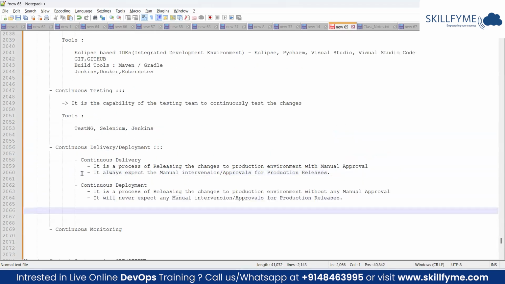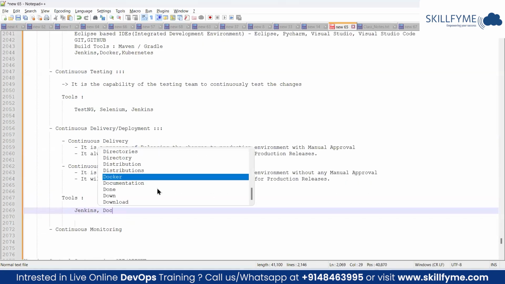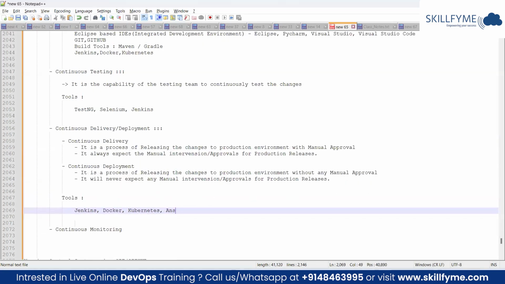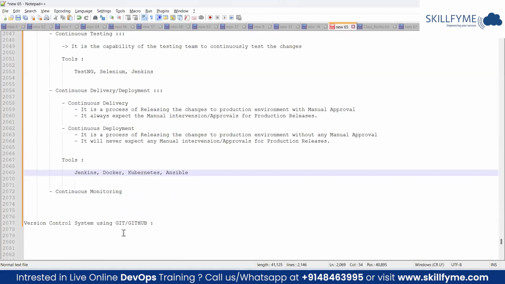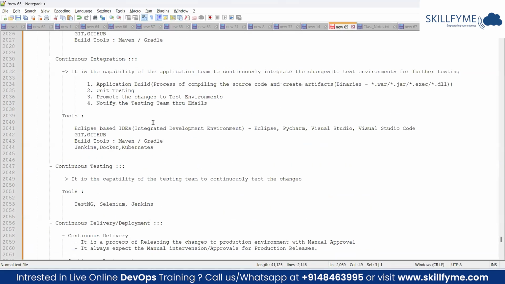So in order to achieve this, we use tools like Jenkins, Docker, Kubernetes, and Ansible. Depending upon the orchestration and the type of deployment, we can use any of these tools. Ansible is also used for deployment, and that's the reason, as you see here, we can use it for integration also.